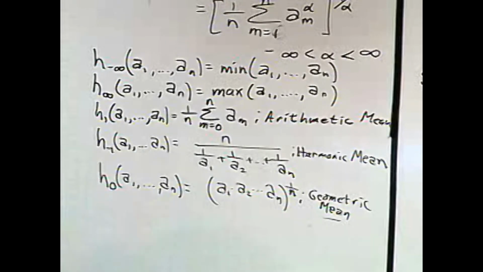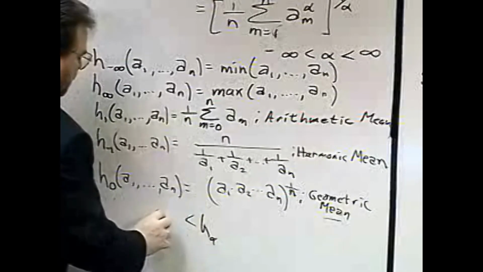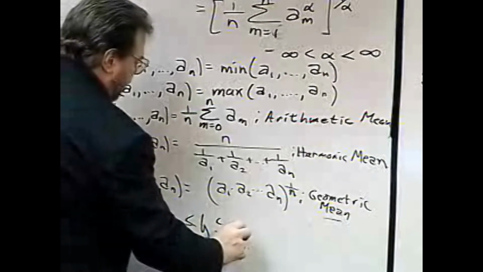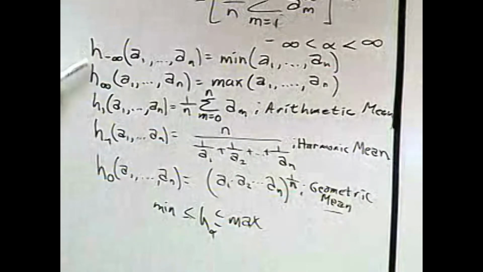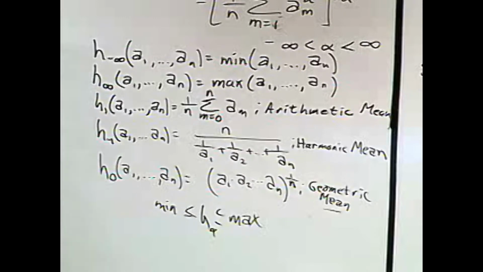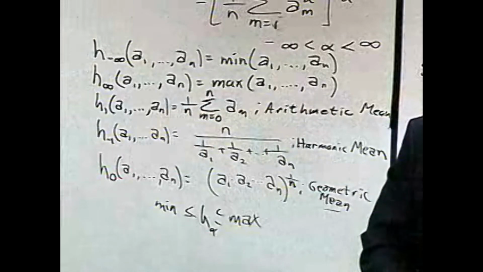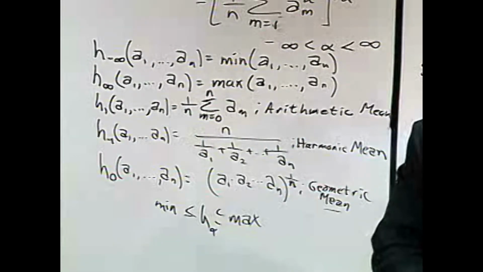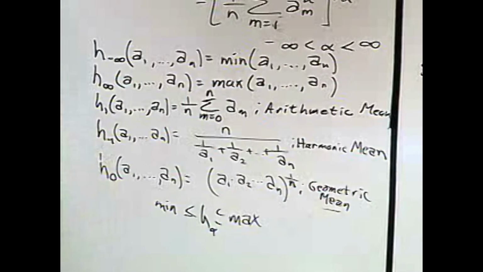Very interesting property. And there is a monotonicity that's associated with it, in that this H sub alpha always lies between a minimum and a maximum. This H sub alpha always lies between the minimum, which is the minus infinity, and the maximum, which is the plus infinity. How would you prove this? H sub 0. Let's just outline it for a second.